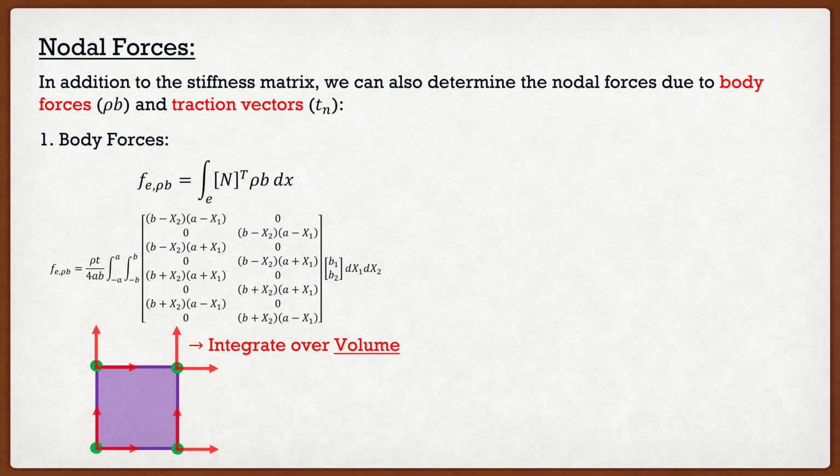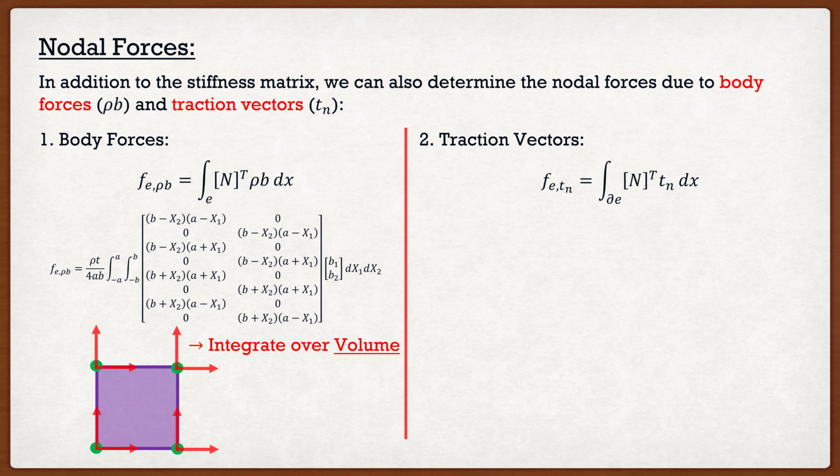Therefore, we actually take into account the effect of things like gravity. Now, on the other side, we also have traction vectors, and these would be things like a distributed load. Now, the integral for this is actually much more simple. It's still N transpose multiplied by a vector Tn, which is going to be our traction vector, but now we're integrating over a surface. We're not integrating over the volume.